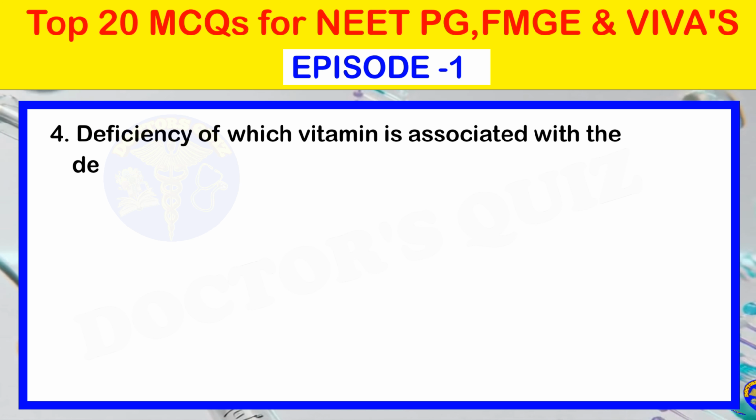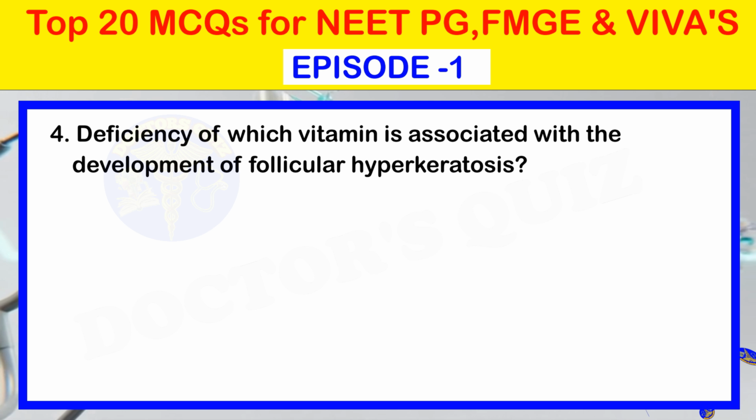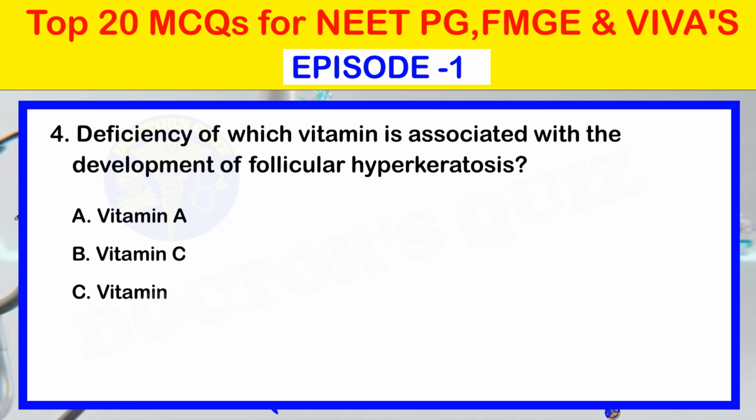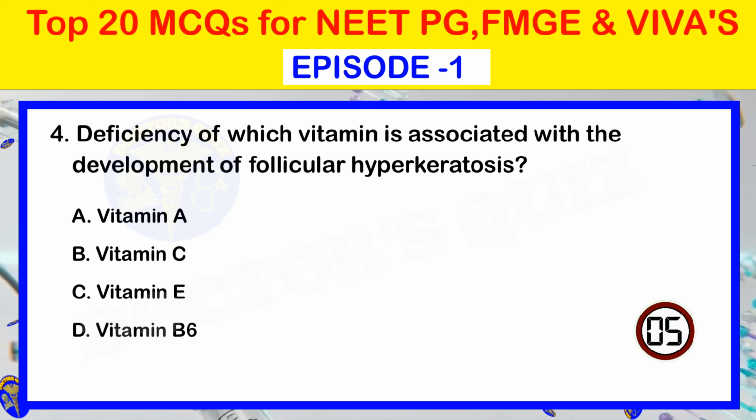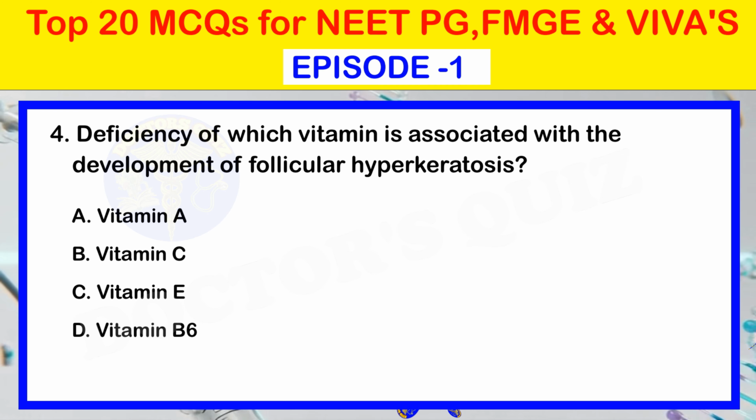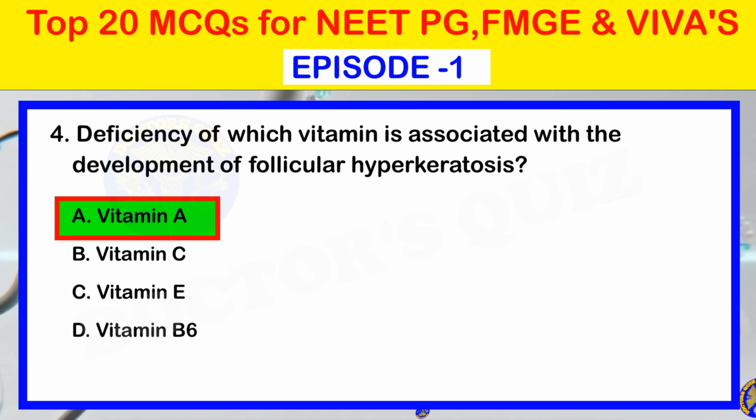Deficiency of which vitamin is associated with the development of follicular hyperkeratosis? Options are vitamin A, vitamin C, vitamin E, or vitamin B6. Answer is option A, vitamin A.